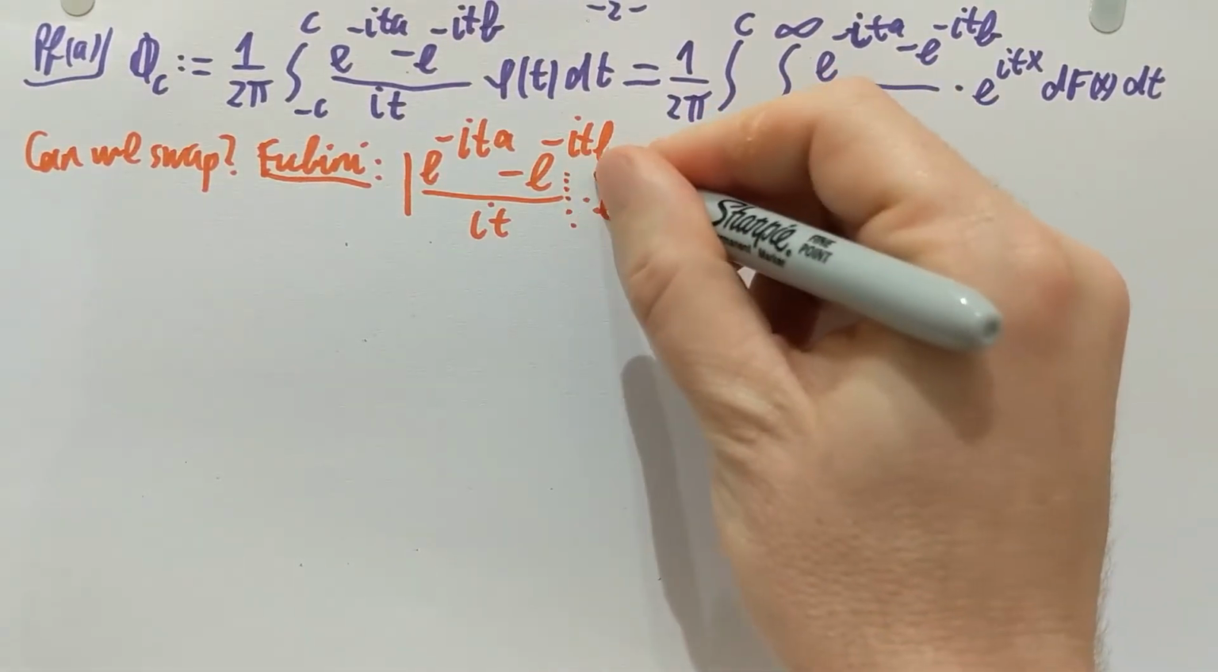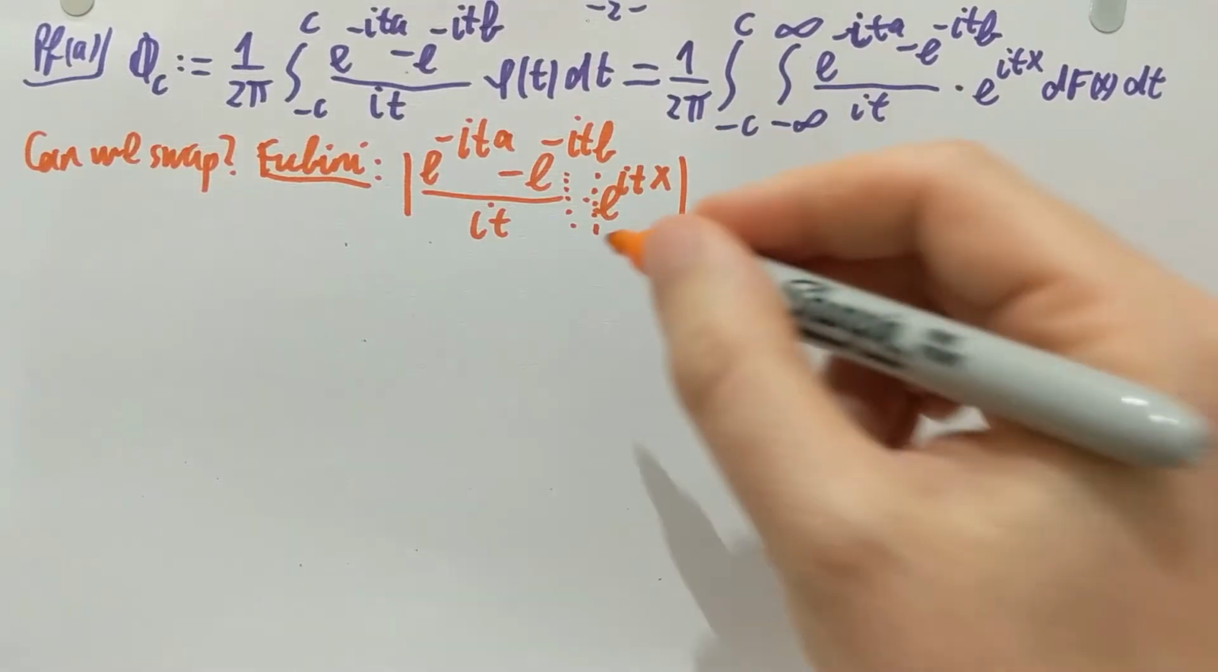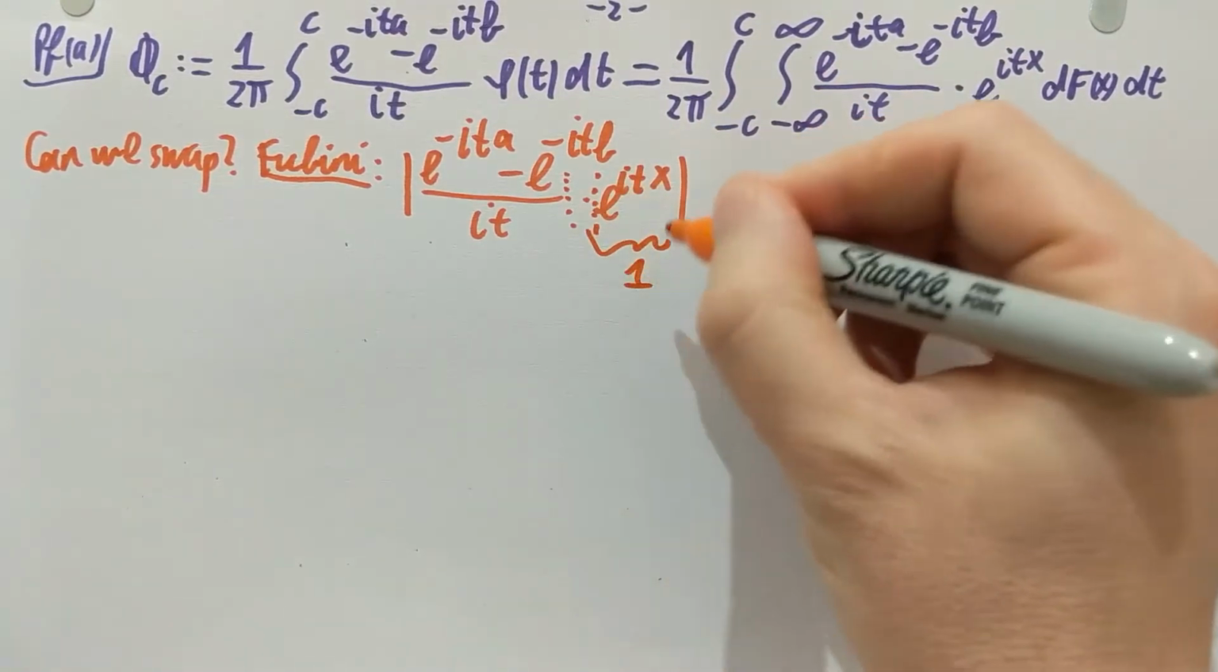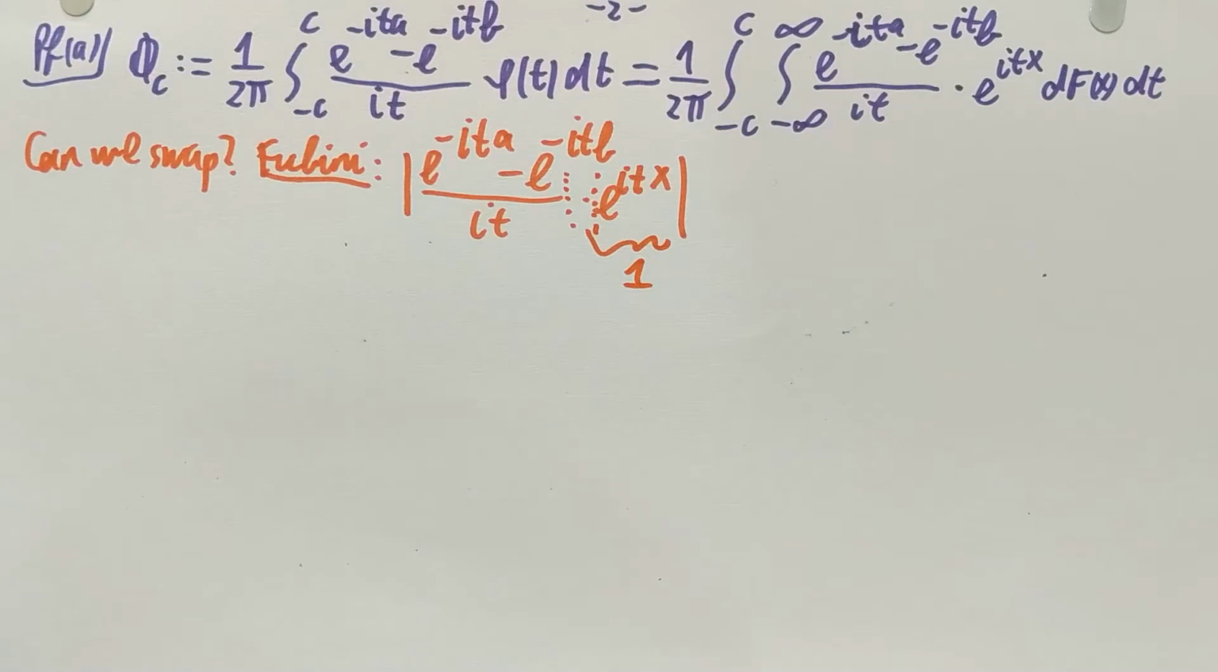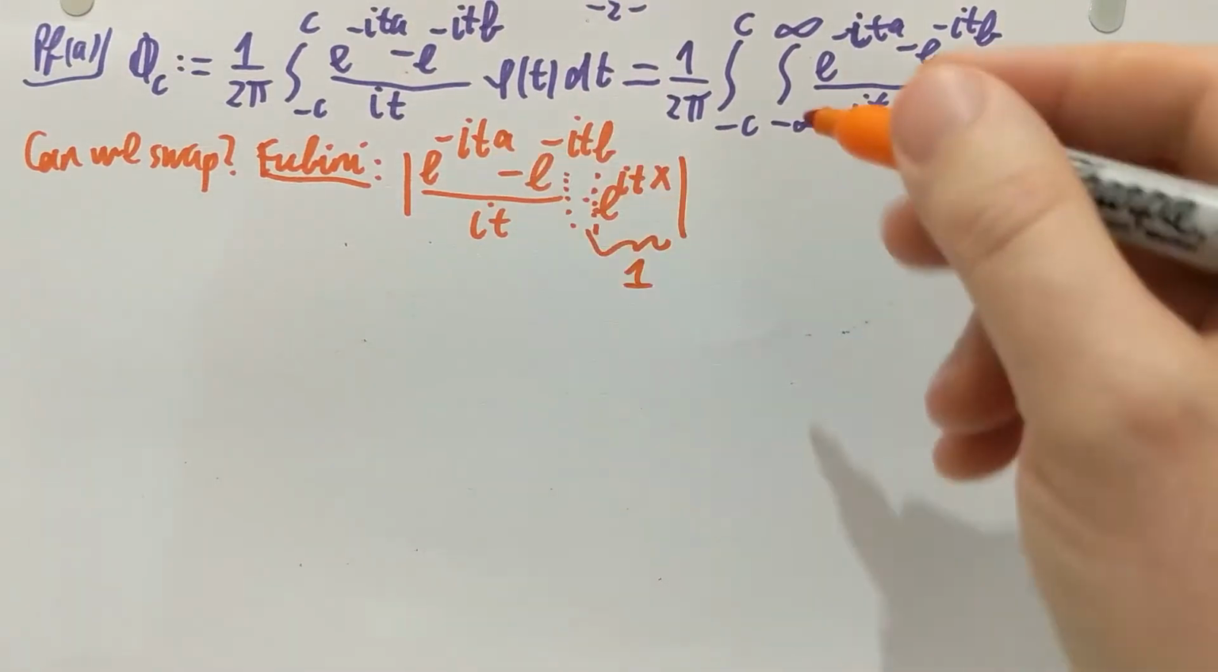Okay, so I'm taking a mod there, and taking a mod means that I can as well take the mod separately on the product, but the mod of the second bit is of course 1. t is real, x is real, so this is 1. I don't care about that one.